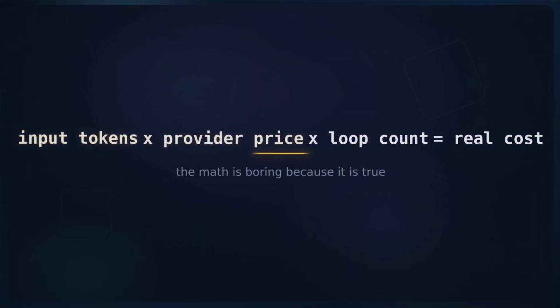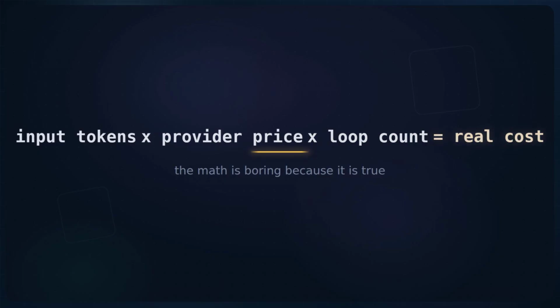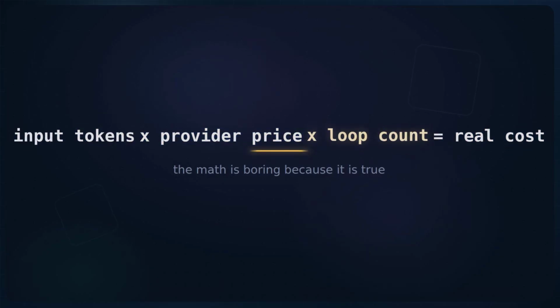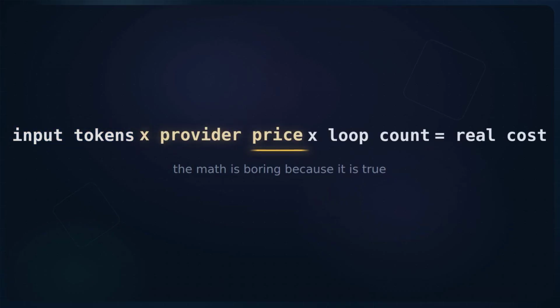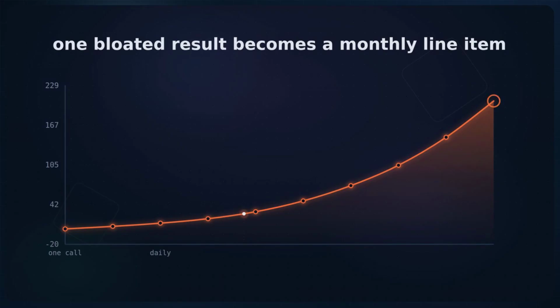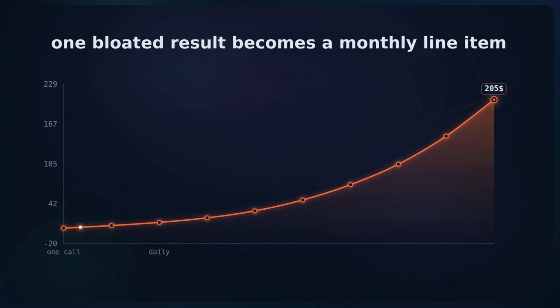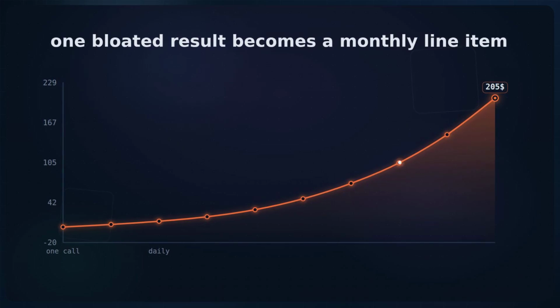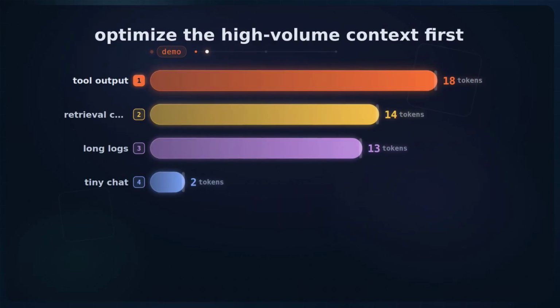The money math is boring, which is exactly why it matters. Input cost equals tokens sent multiplied by provider price, multiplied by how many times the loop runs. A single bloated tool result might not feel painful. Put it inside a daily coding agent, a customer support triage job, or a retrieval system that handles many requests, and the same waste becomes a line item.